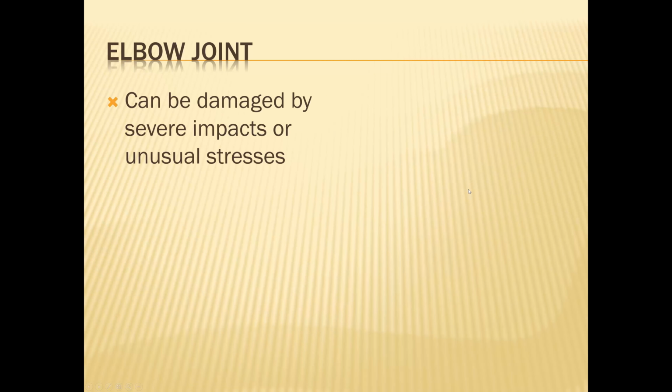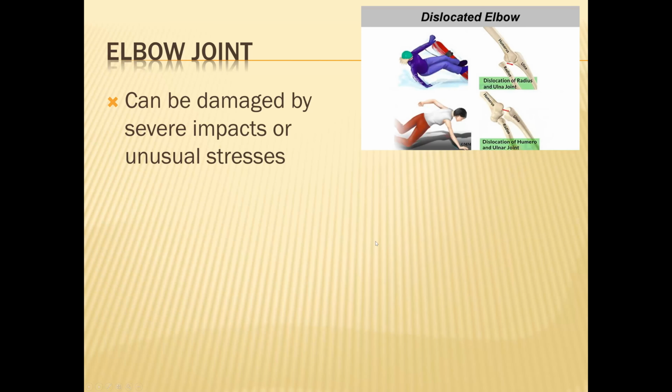Even though it is a very stable joint, it can be damaged by severe impacts or unusual stresses. If you have a fall and you land on your arm while it is partially flexed, you can dislocate your elbow. Depending on how you fall, you can dislocate either the humerus from the radius, or the ulna from the radius, but you can also dislocate the humeroulnar joint as well.